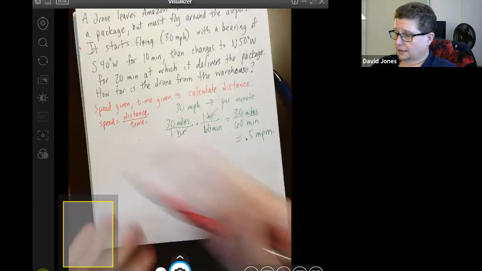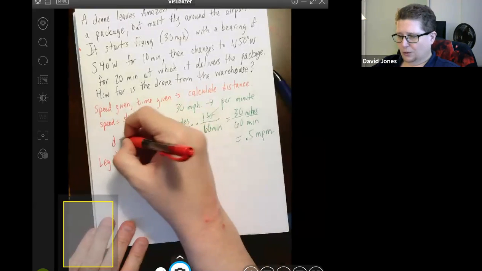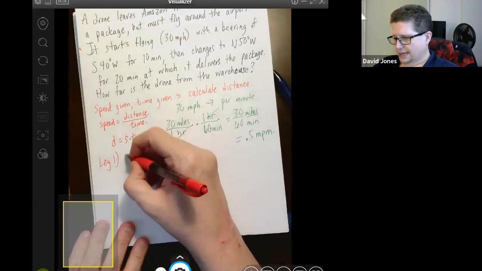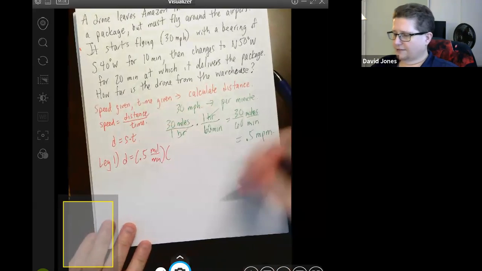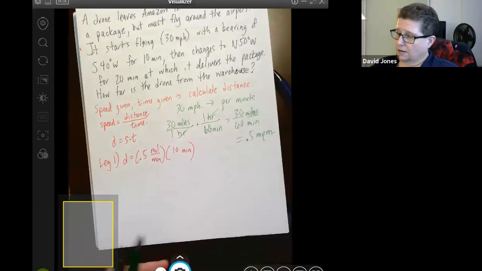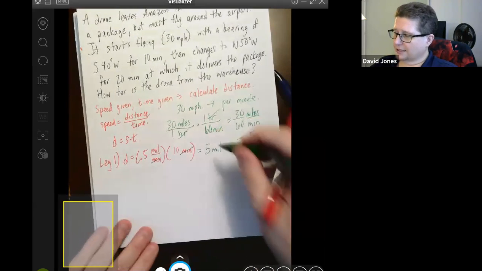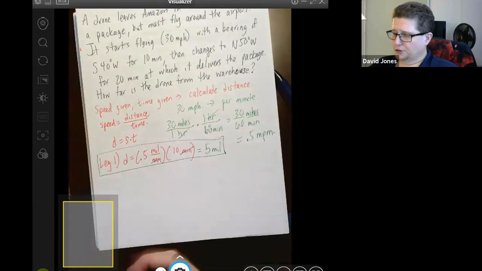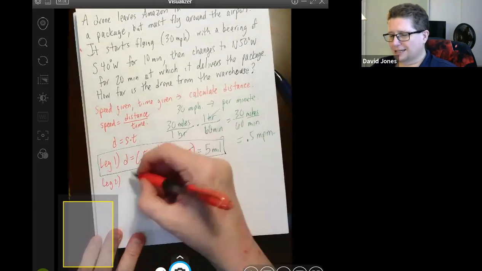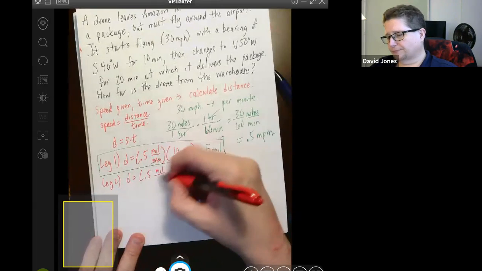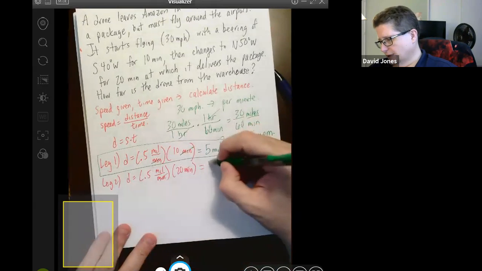So part A, or leg 1, the first part it does. If I solve for distance here, D equals S times T. So D is 0.5 miles per minute, and it has to fly for 10 minutes. The minutes cancel as we wanted. 10 times 0.5 is 5. Leg 1 is 5 miles. We do leg 2. It flew for 20 minutes. This is going to be the same thing, but twice as far. 0.5 miles per minute times 20 minutes. Minutes cancel, and we're left with 10 miles. 20 times a half is 10.